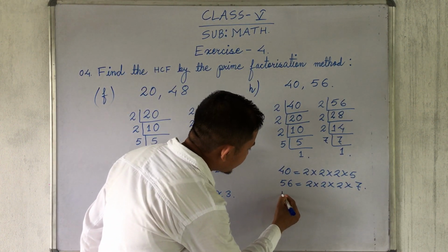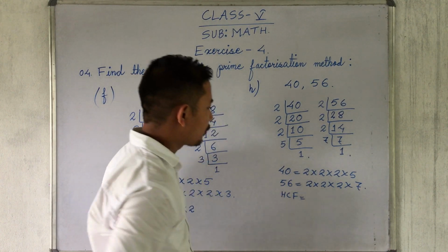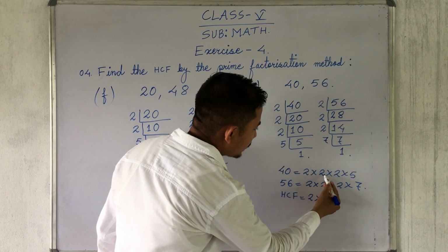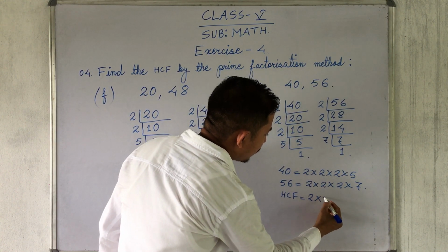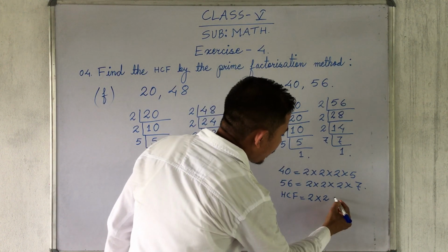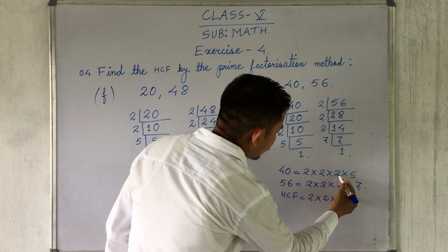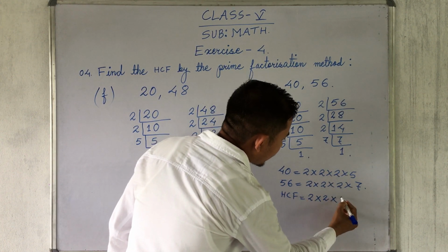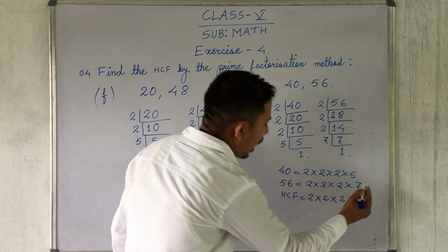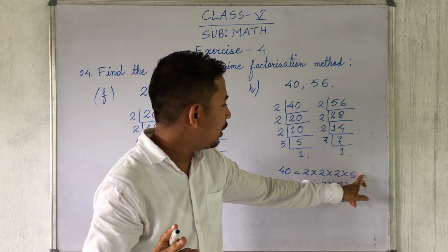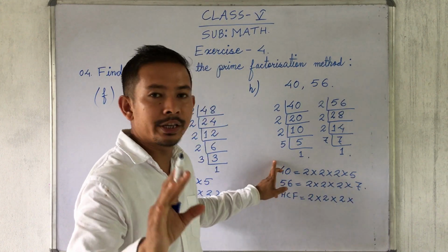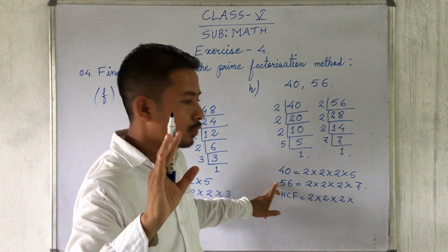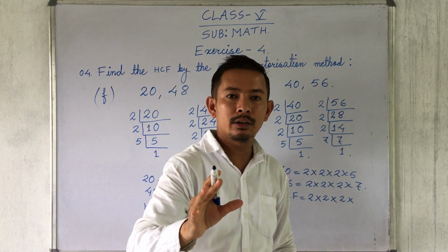And finally HCF is, so from this 2 we can take 2 as a common, and from this 2 factor of 40 and 56 we can take 1 2 as a common, and here also 2 is a factor of 40 and this 2 also factor of 56. Then from this 2 we can take 1 2 as a common. But now if we see here 5 is a factor of 40, right? But 5 is not a factor of 56. So that's why we cannot take 5 as a common.